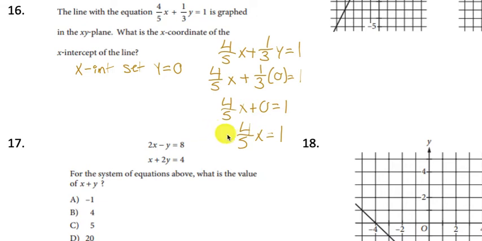To get x by itself, we need to multiply both sides by the reciprocal. On the left side, these two fractions cancel and we're left with just x. On the right side, 1 times 5 over 4 is 5 over 4. And the coordinate of the x-intercept will be 5 over 4, comma 0.